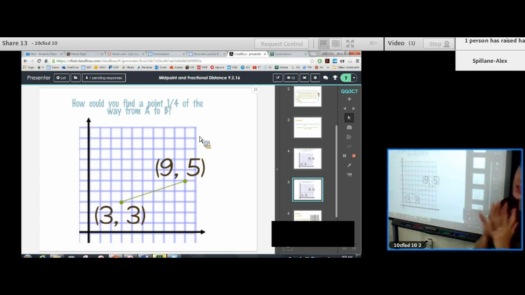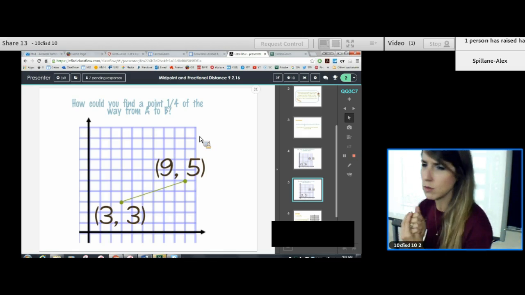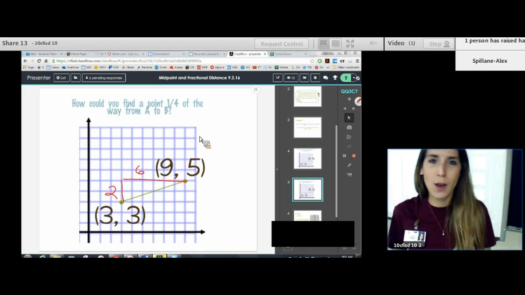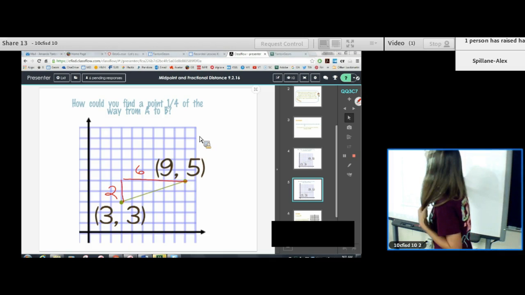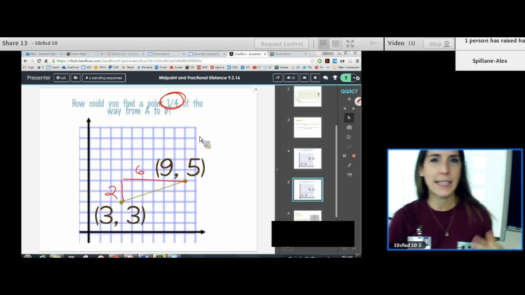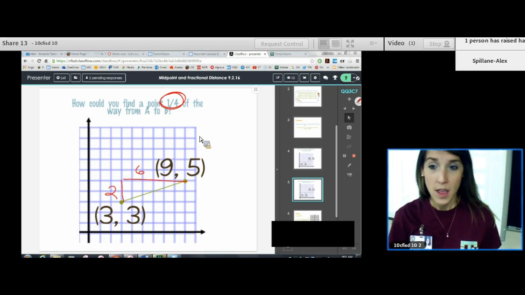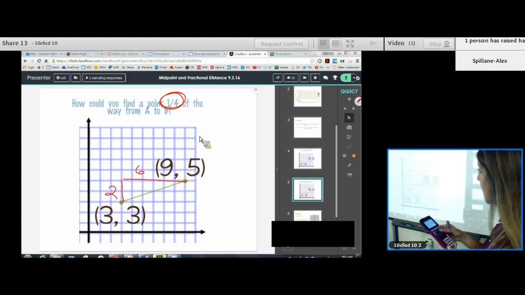So hopefully you've been able to draw on this figure a little bit in class flow and figure out what you want to do. Last time we talked about finding the rise and the run. I rise 2 and I run 6. And we talked about to find the midpoint, just go halfway up and halfway over. But if we only want to go 1/4 of the way, could we use that same method? Could I just take 1/4 of 2 and 1/4 of 6? And actually the great news is that we can.